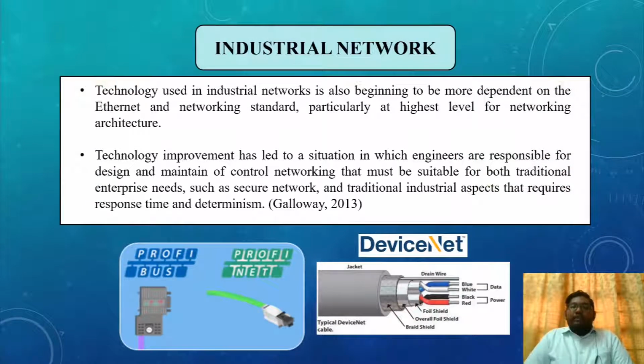For the industrial network research, technology used in industrial networks is also beginning to be more dependent on the internet and networking standards, particularly at the highest level of networking architecture. A famous researcher, Galloway, also explained in his article that technology improvement has led to a situation in which engineers are responsible for the design and maintenance of control networking that must be suitable for both traditional enterprise needs, such as secure network, and traditional industrial aspects that require response time and determinism. The networks related to this project are Profibus, Profinet, and DeviceNet.